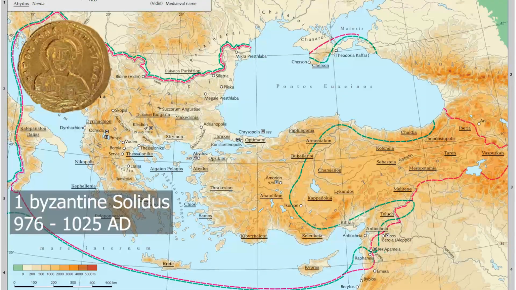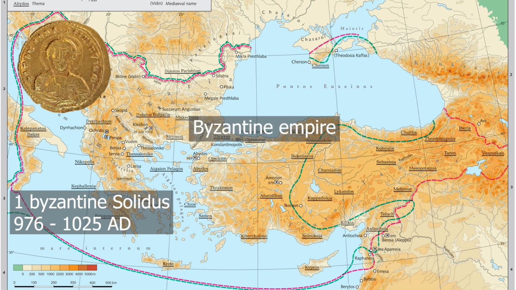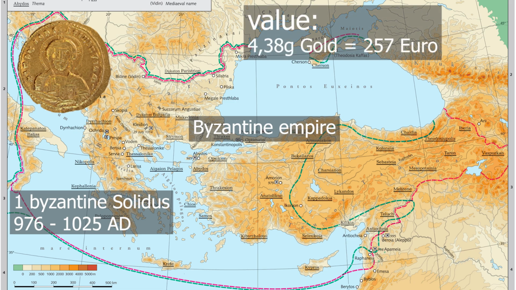Finally, we have the gold coin, a Byzantine solidus. The Byzantine Empire emerged from the Eastern Roman Empire with its capital in Constantinople, modern-day Istanbul. This coin features a bust of Christ. The Byzantine solidus was recognized throughout the Mediterranean area. With a weight of 4.38 grams, it corresponds to a gold value of 257 euros as of November 2023.